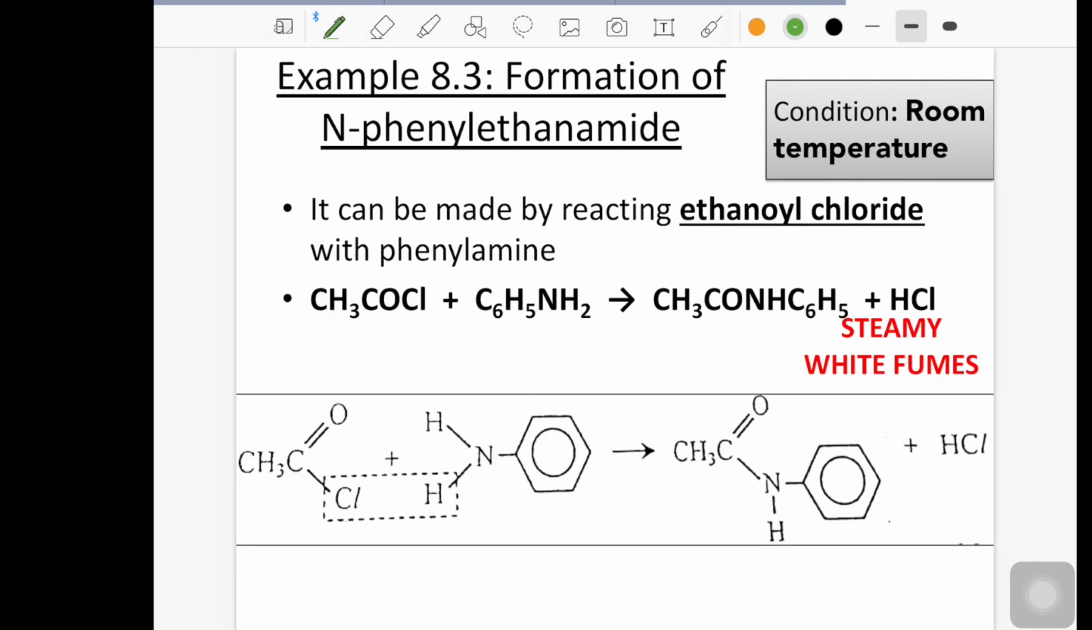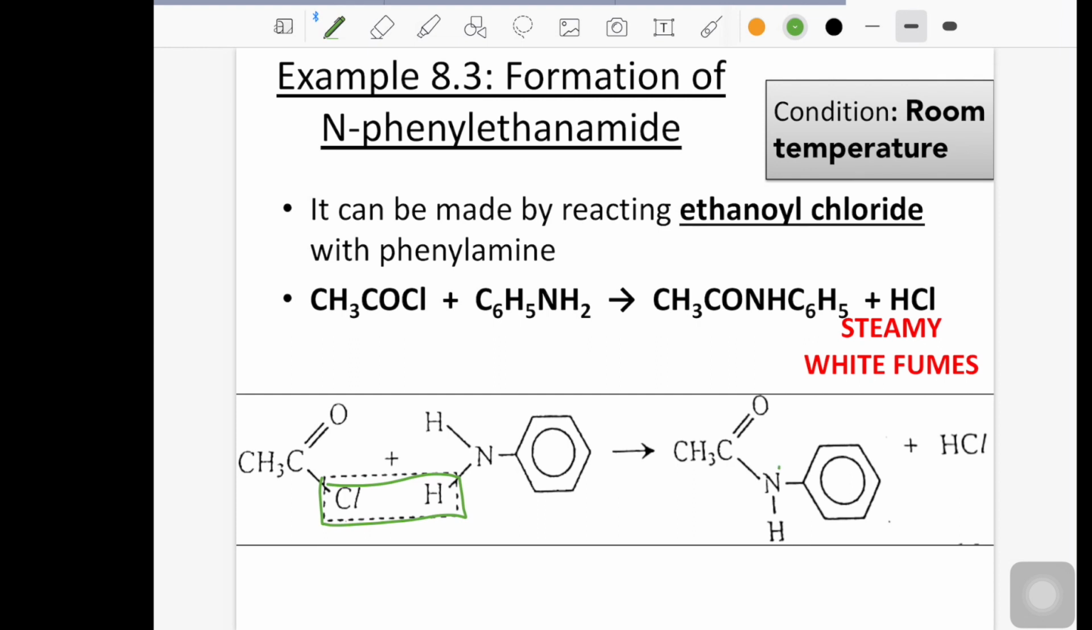Next one is the formation of N-phenyl ethanamide. Again, you will eliminate this HCl, and you form a new bond at the CN bond. Don't forget, whatever is in the benzene ring, you just copy everything else down. The observation is the same: you will get steamy white fumes.